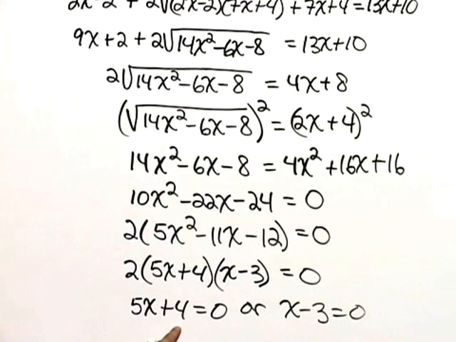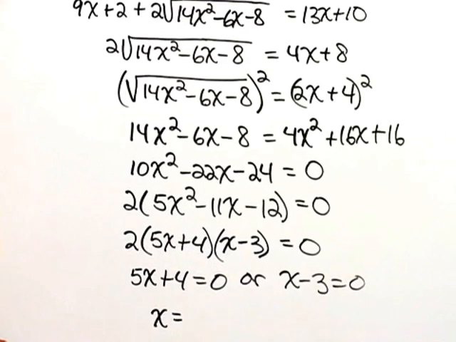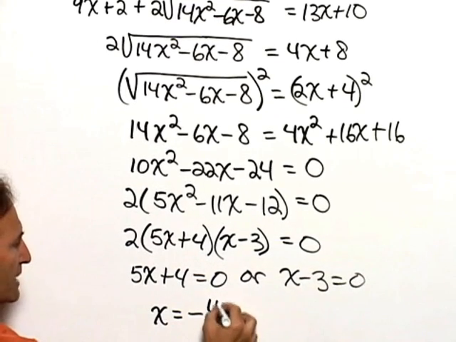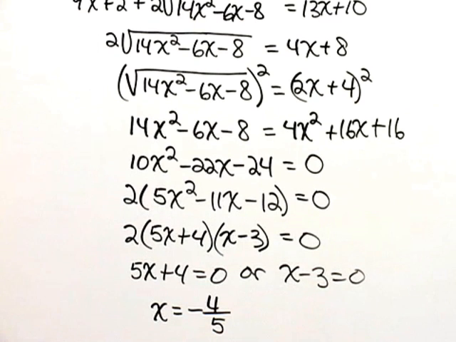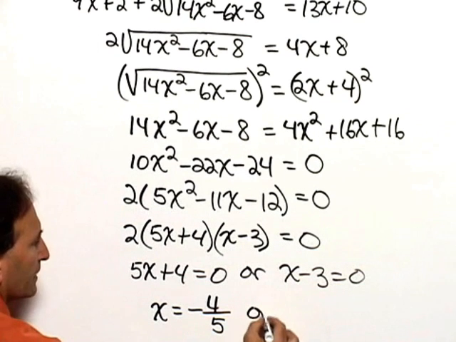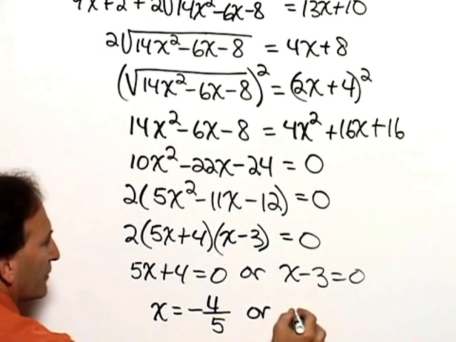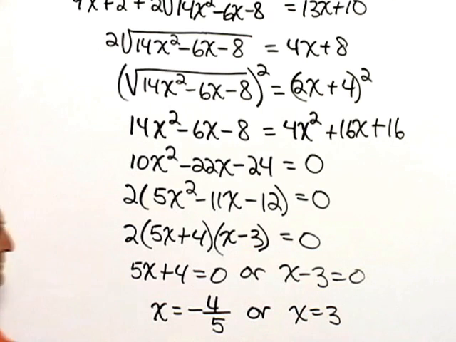Solving this equation, we would subtract 4 from each side and divide by 5, giving us the result that x is equal to negative 4/5. On the right-hand equation, we simply add 3 to both sides, which gives us the result x equals 3. So we have two possible solutions, x equals negative 4/5 or x equals 3. We need to check both of them, so let's do that next.